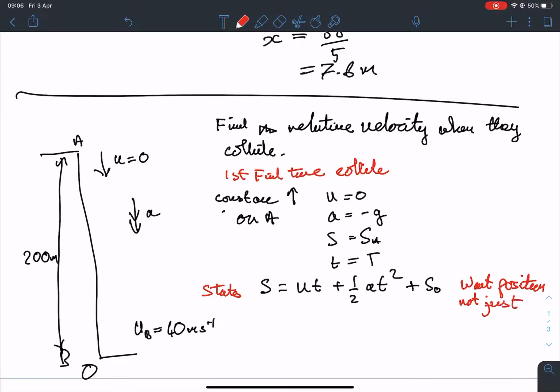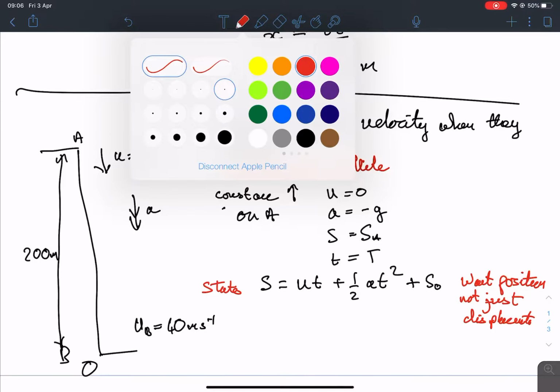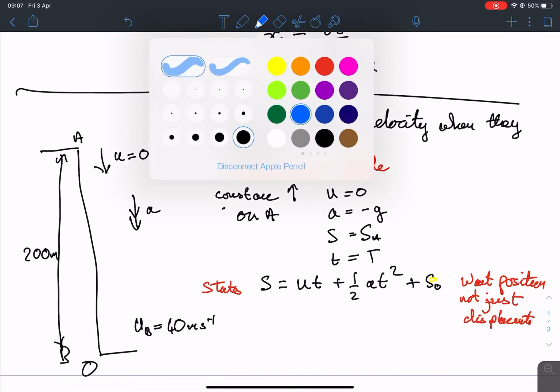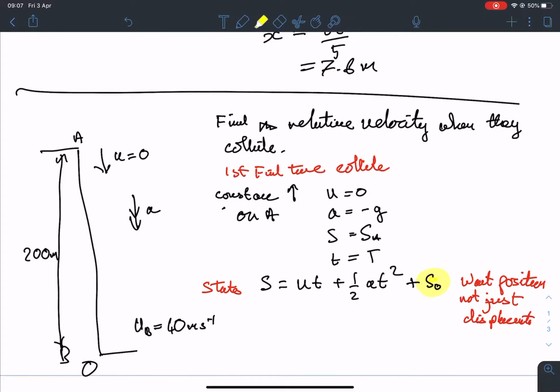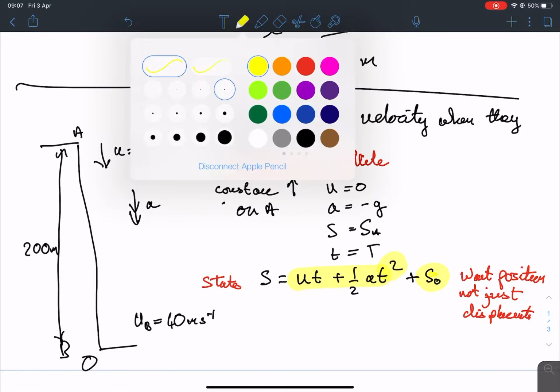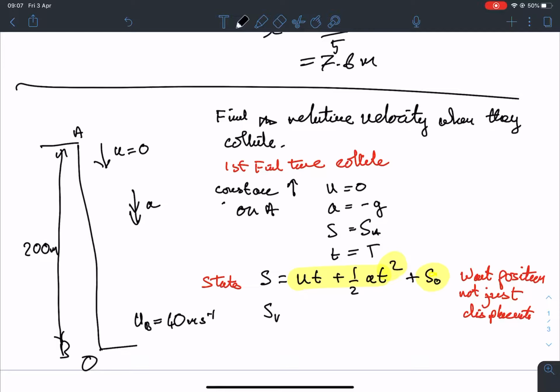Position of A is what we're trying to find, so s is equal to sA, and we're looking for the time, call it capital T. So what do we now have? s equals ut plus a half at squared. We need our start phase, and because we want the position rather than just how far it's moved, plus s0.